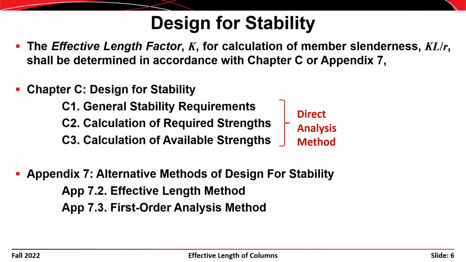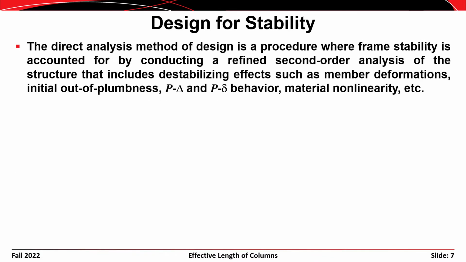The procedures included in Chapter C are often referred to as a direct analysis method, and Appendix 7 includes the effective length method and the first order analysis method, both of which center around the use of alignment charts. The direct analysis method is a procedure where you use a refined second order analysis that includes several destabilizing effects in the structure, including P big delta, P little delta effects, material nonlinearities, and other effects. The reward for conducting such a sophisticated analysis is that in the end, the effective length factor K can be taken as 1 for all members.